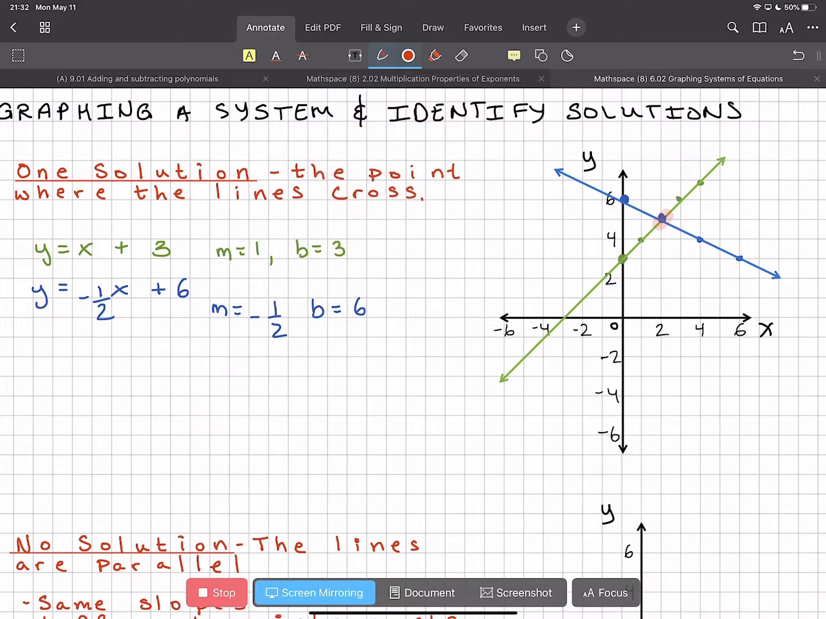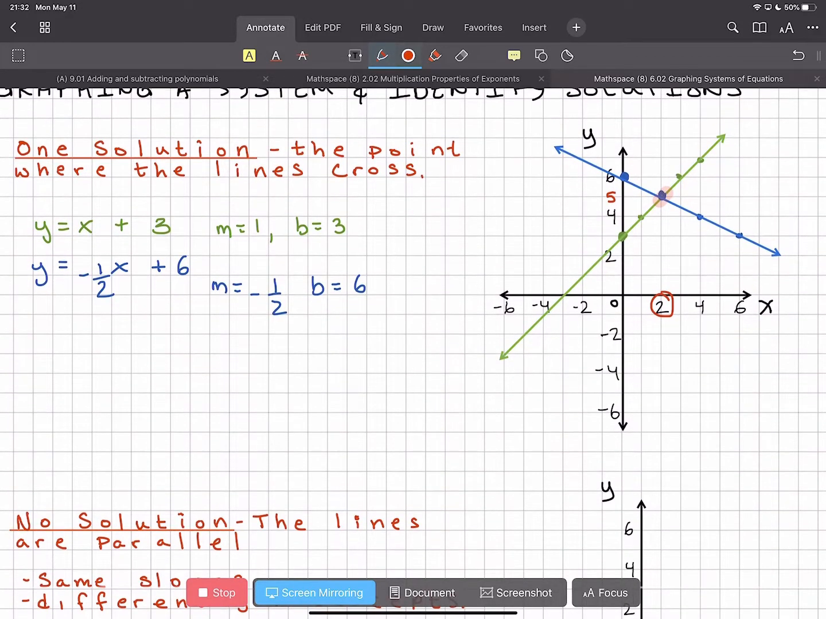And the points for that are 2, 5. 2 on the x-axis, 5 on the y-axis. So my solution here is the point 2, 5. That is the only solution because it's the only point where they intersect.